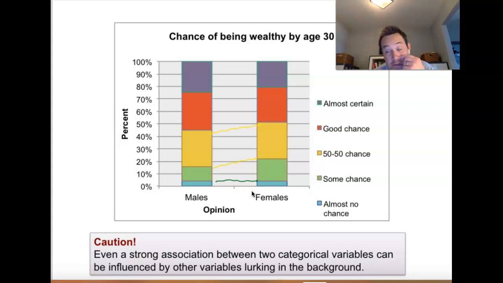And so when we say association, again, it means that knowing the value of one variable helps to predict the value of another. But that doesn't mean that one variable causes a change in the other. That just means they're associated with each other. Okay, and there's a big difference between association and causation.